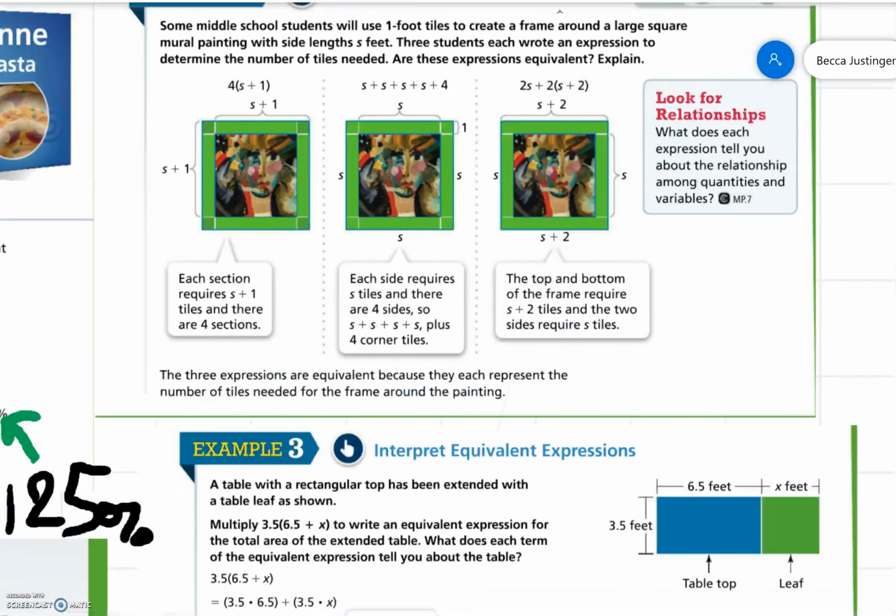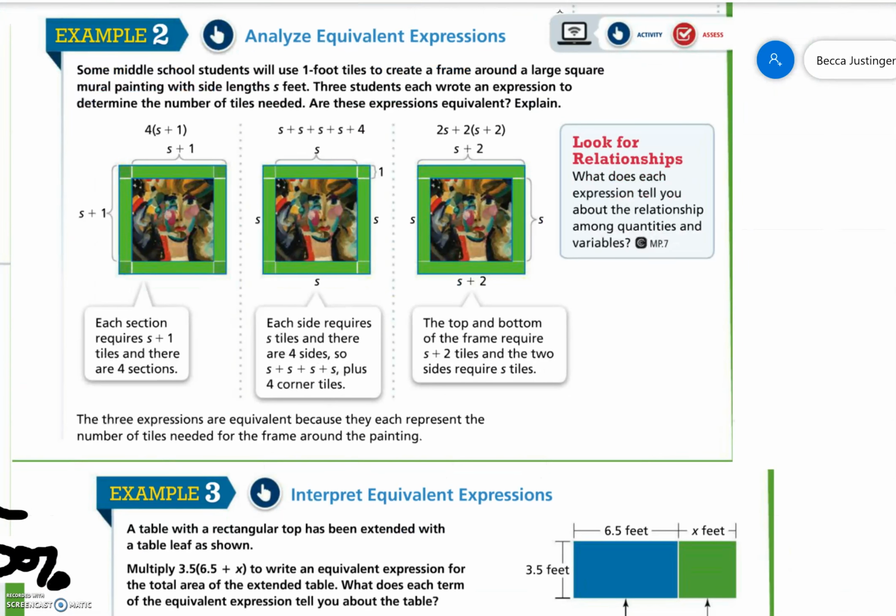Example number 2. Analyze equivalent expressions. Some middle school students will use 1-foot tiles to create a frame around a large square mural painting with side lengths s feet. 3 students each wrote an expression to determine the number of tiles needed. Are these expressions equivalent? Explain.